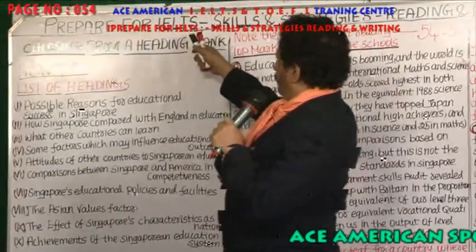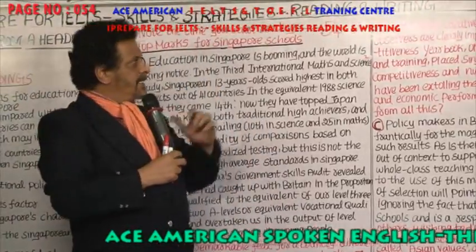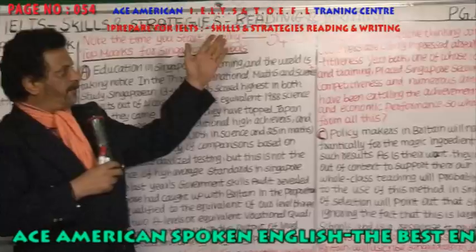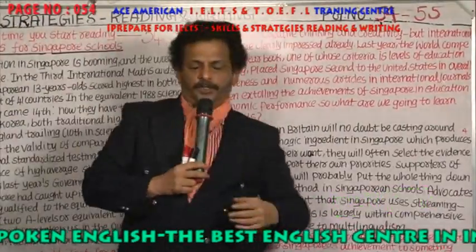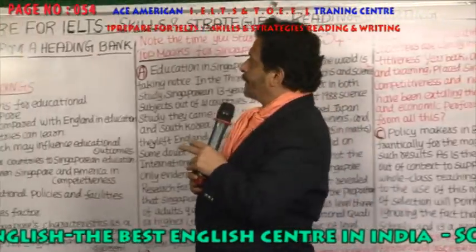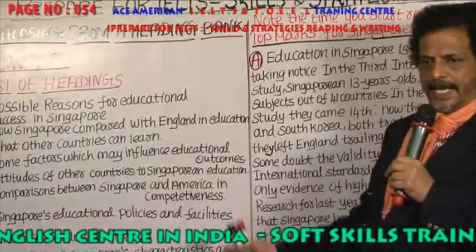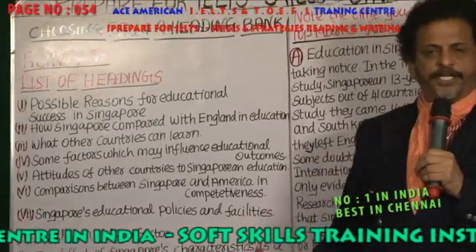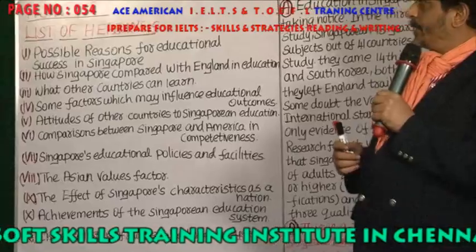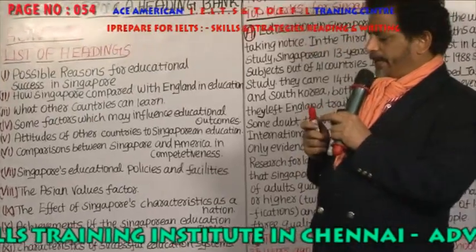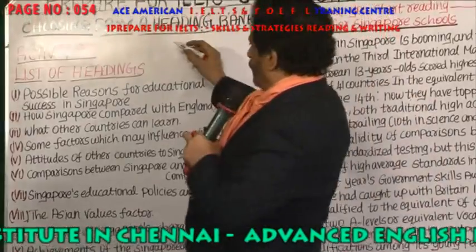Check your Prepare for IELTS book, International English Language Testing System, Skills and Strategies for Reading and Writing. Take page number 54 to 55. Dear folks, an article or an essay is given here. You have to read and answer. These are the techniques we are teaching you. So, we have come here for the reading technique, to activity 20.